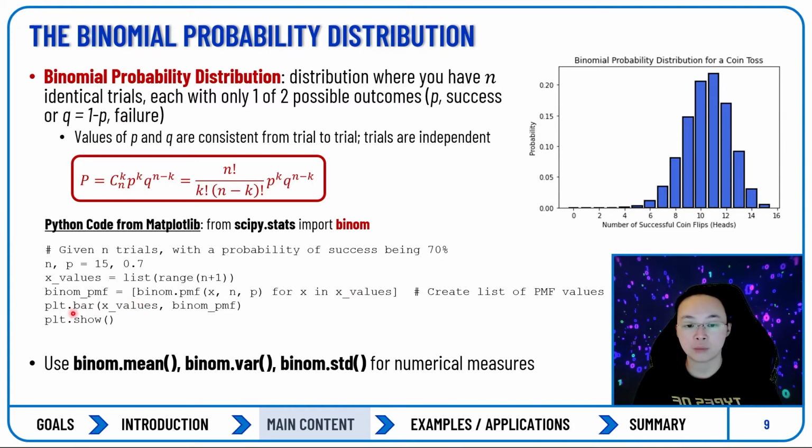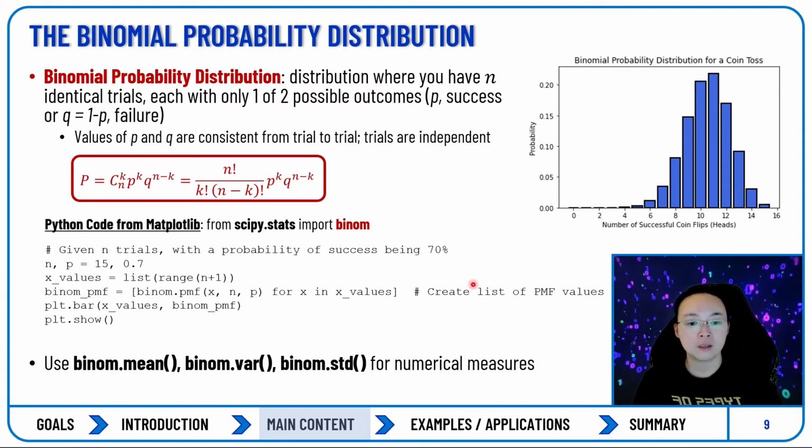And then you can plot your bar graph. You have x values as well as a list of all the corresponding PMF values for each of these. So based on this, you get a distribution. It looks like a binomial distribution.